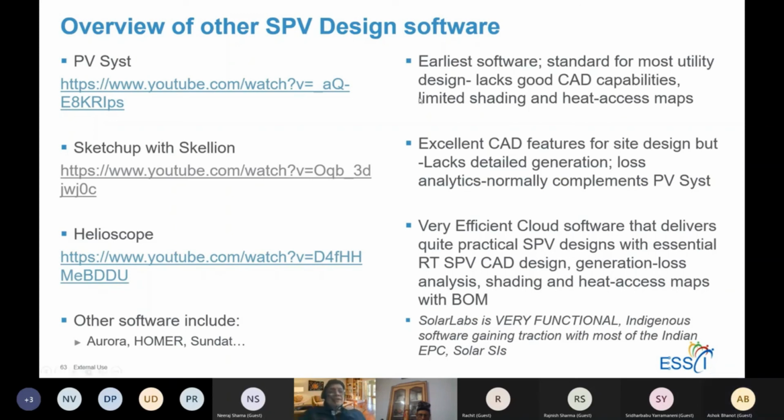Personally, I love Helioscope and Solar Labs, and that's why I selected these as the software of choice. There are a whole lot of other software. I keep on repeating it. There's Helioscope, there's Aurora, Homer, Sundat. I really don't want you to worry about it. I, for example, found Solar Labs very functional and strongly recommend it for Indian rooftop solar design. And I will take you through another software which I really liked, Helioscope.